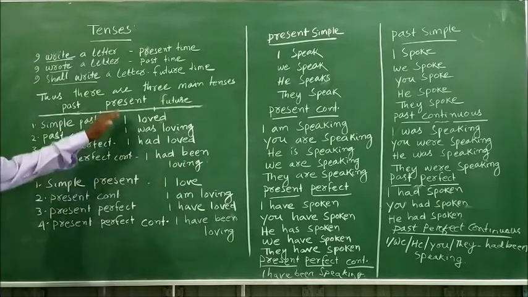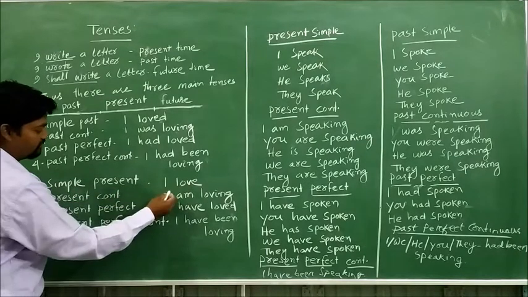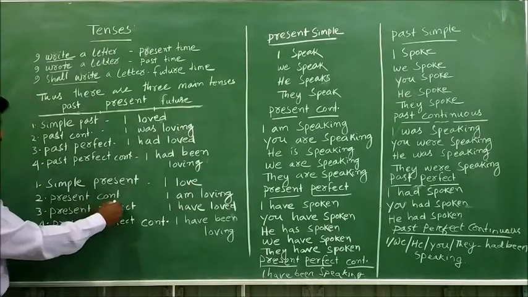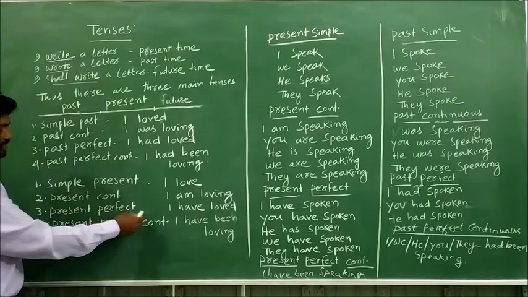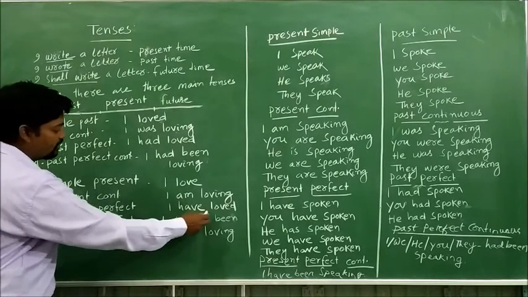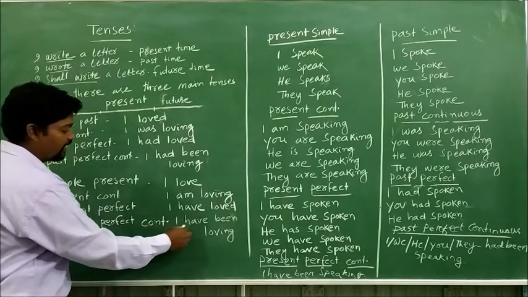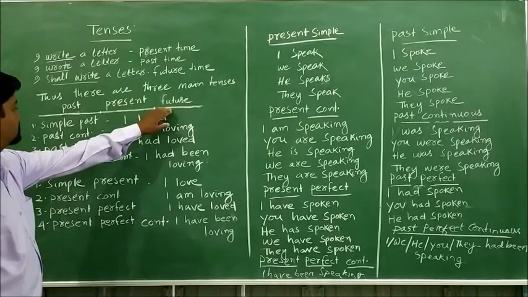In the same way, present tense. Simple present tense: I love. Present continuous: I am loving. Present perfect: I have loved. Present perfect continuous: I have been loving.